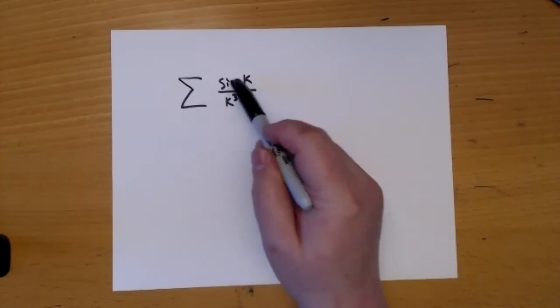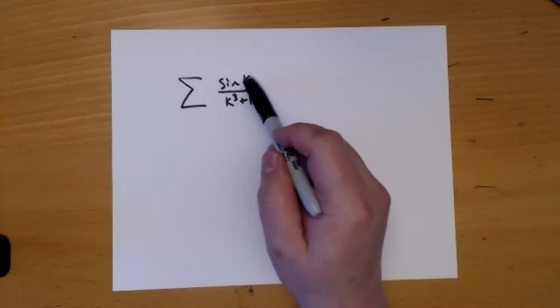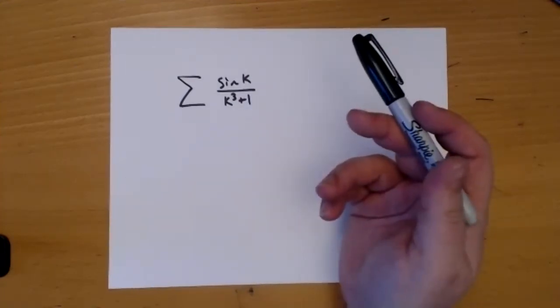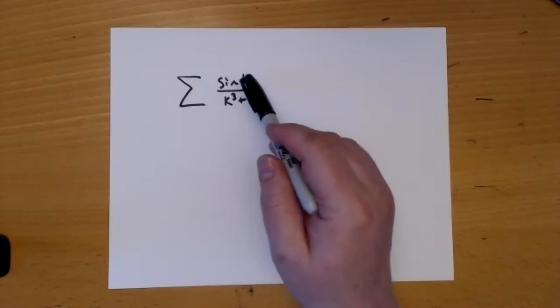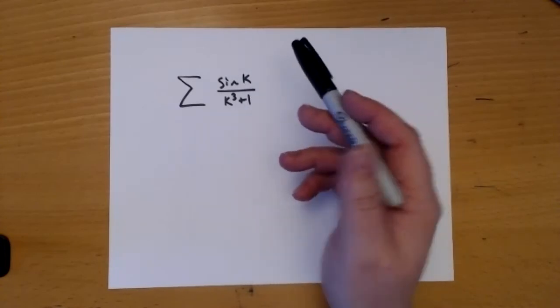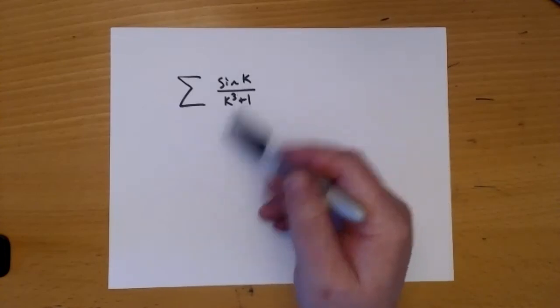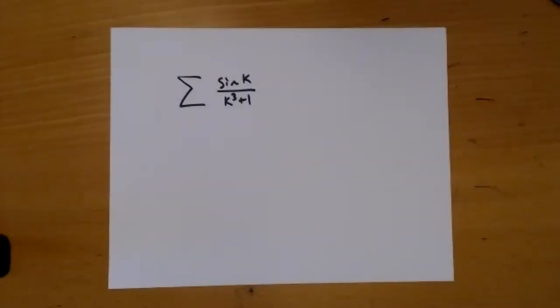You know, there are values that are going to give me a half, like pi over 3. When k is pi over 3, this is 1/2, and so on and so forth. So this guy wobbles up and down. So this looks a hell of a lot like an alternating series test, an alternating series, right?